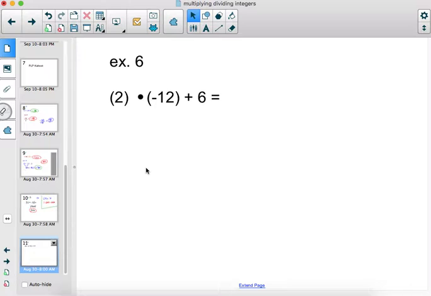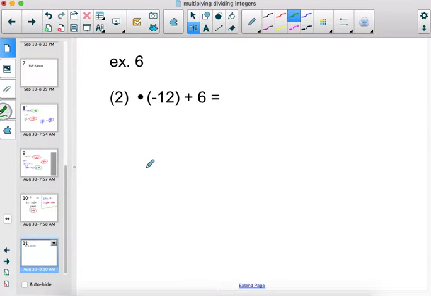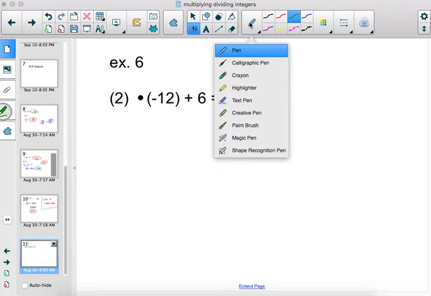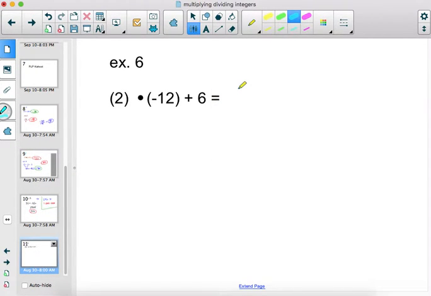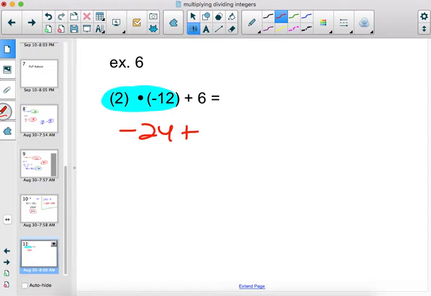Right? Moving on. What did you do first on this? Ben, what did you do first? What did I do first? Yeah. Well, I got 2 times negative 12, what did I give you? Negative 24. Negative 24 plus 6. Kennedy, what is negative 24 plus 6? That would be negative 18. Negative 18.